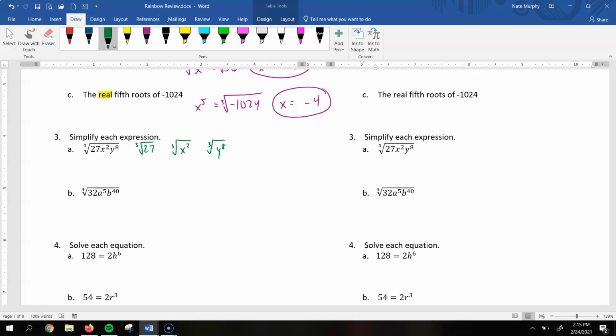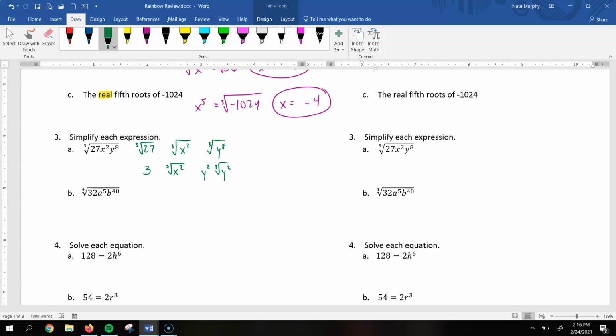Now the cube root of 27, that simplifies nicely because 3 times 3 times 3 would be 27, so that would give us 3. The cube root of x squared, now that can't simplify because I only have 2 x's and it's the 3rd root, so we could only remove groups of 3 of the same value, so that would just stay the cube root of x squared. And for this last piece here, the cube root of y to the 8th, well, 3 goes into 8 2 times with the remainder of 2. So there's going to be 2 y's left over.